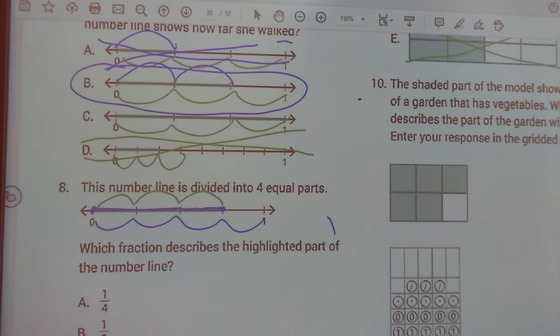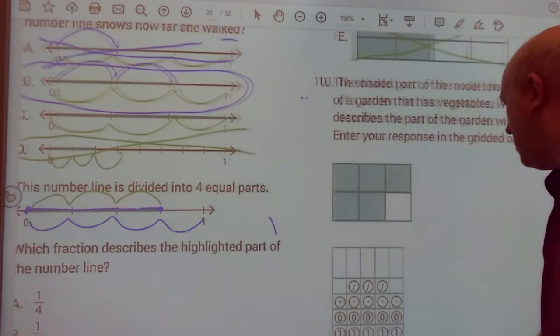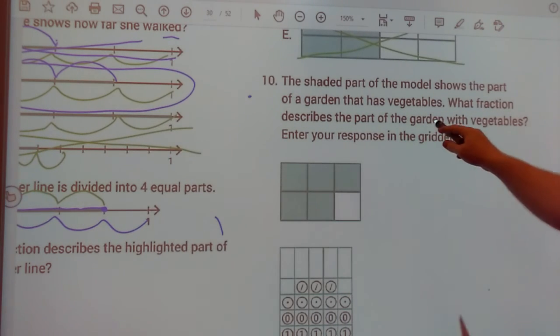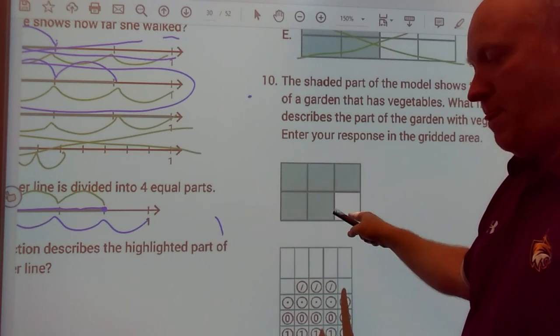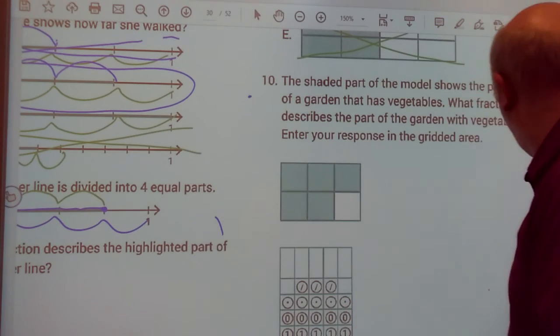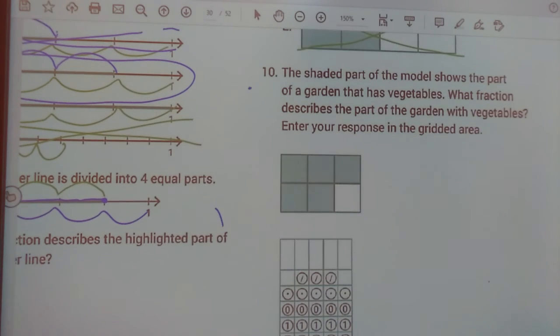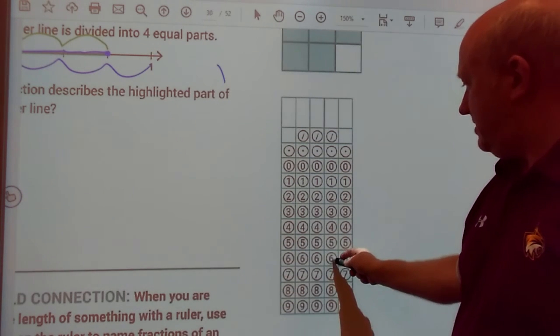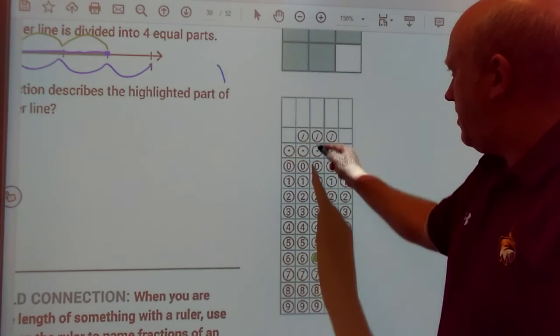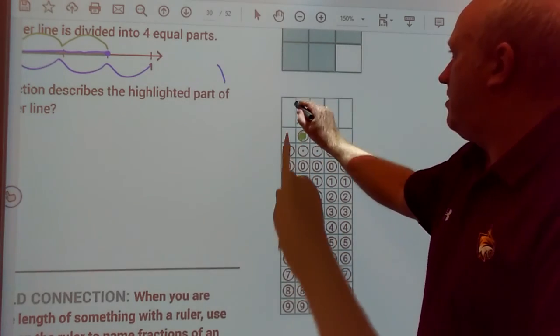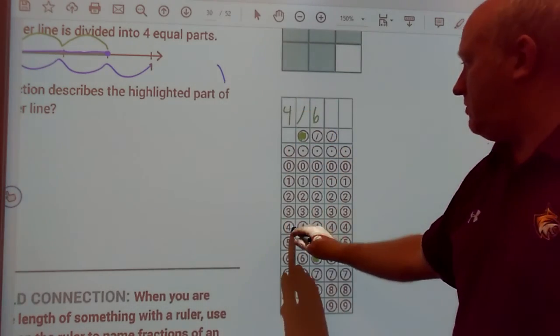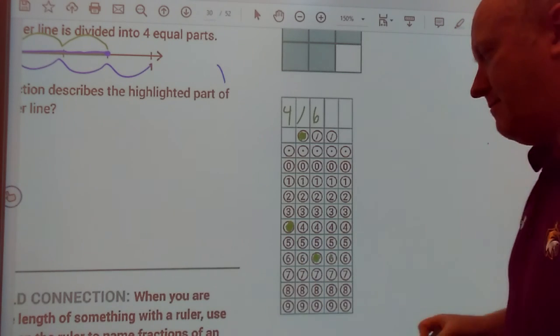And then finally, the shaded part of the model shows the part of a garden that has vegetables. Which fraction describes the part of the garden with the vegetables? Now, what's my fraction? How many spaces do we have? 6, right? Okay, 6. How many are shaded? 4. So my answer is 4/6.